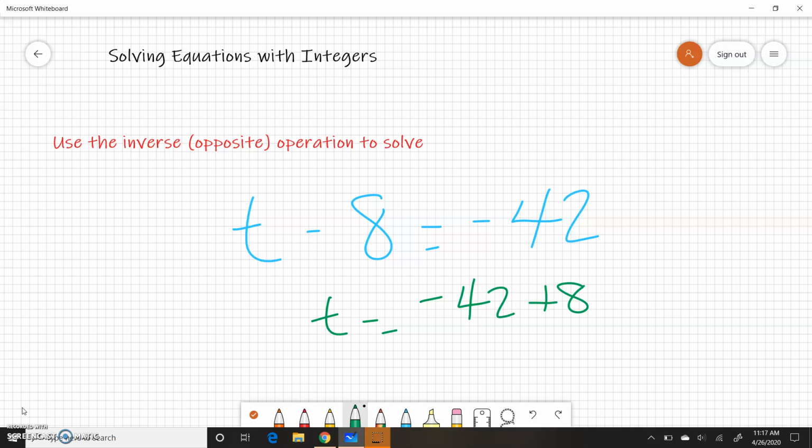Well, if you remember back when we added integers, I see that my signs are opposite, so I actually subtract them. So 42 minus 8 would give me 34. And 42 has a greater absolute value than 8, and 42 is negative, so it'd be -34. So t equals -34. And again, you could go back and check that. -34 minus 8, that would give you -42.